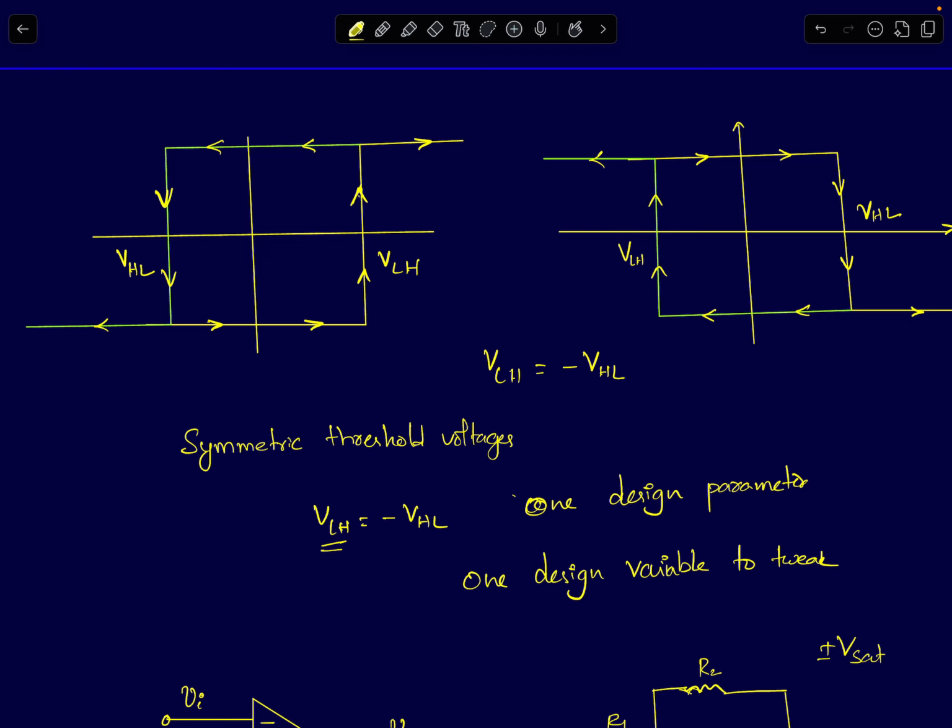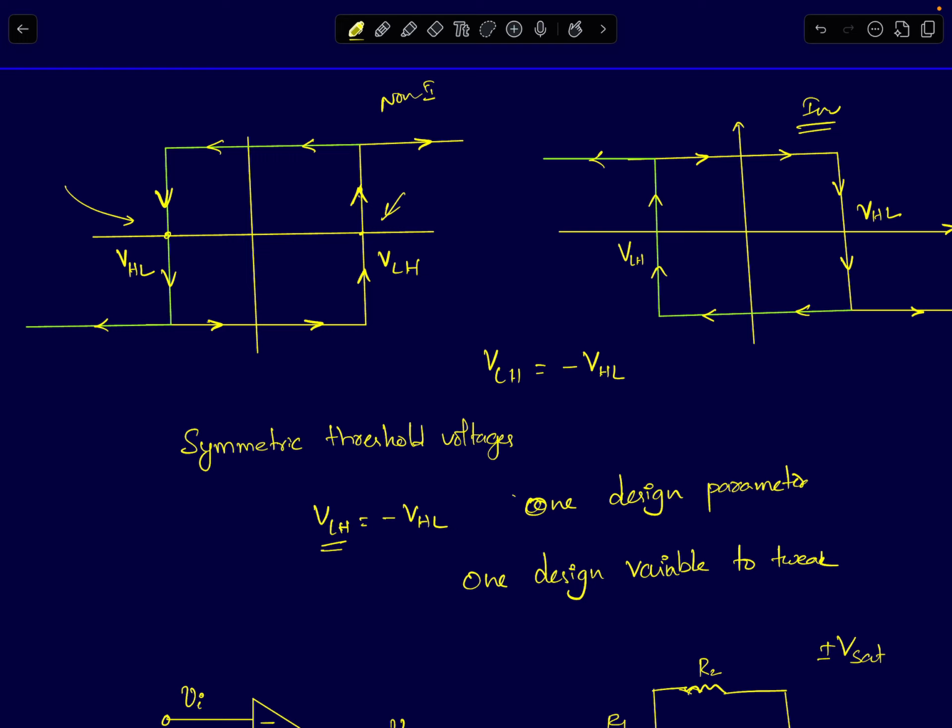Shown here are the voltage transfer characteristics of a non-inverting and an inverting Schmidt trigger. If you look at these transfer characteristics, there are only two important parameters for a Schmidt trigger. One is the low to high threshold voltage, the other one is the high to low threshold voltage. What should be the low to high and high to low threshold voltages? That will decide what kind of a Schmidt trigger it is.